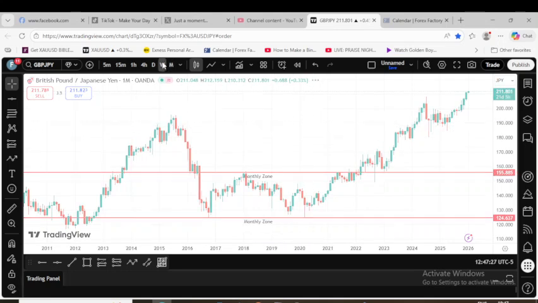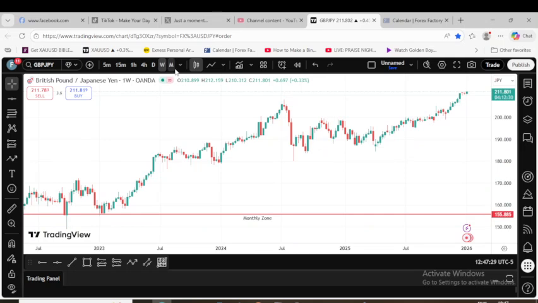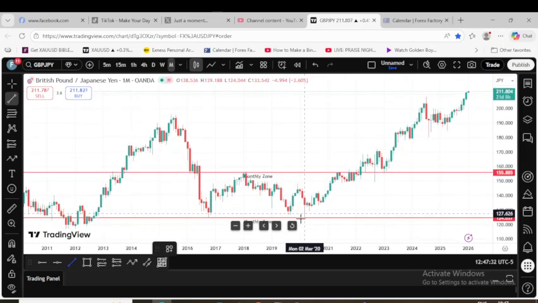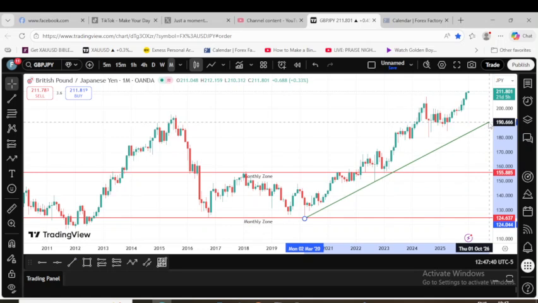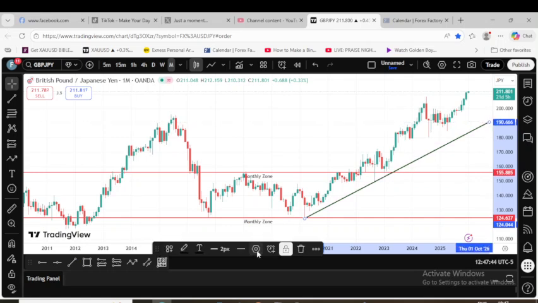Okay, let's go down to the weekly time frame. Before we go down to the weekly time frame, actually, the trend line can be drawn across these points. This is a valid trend line. So this will be our monthly trend line.